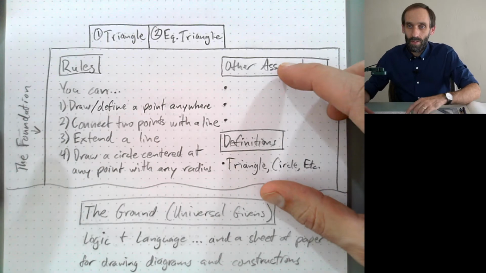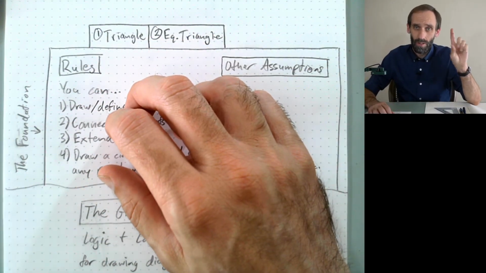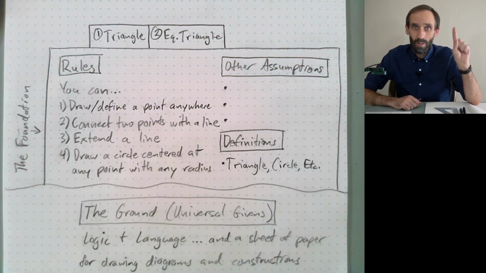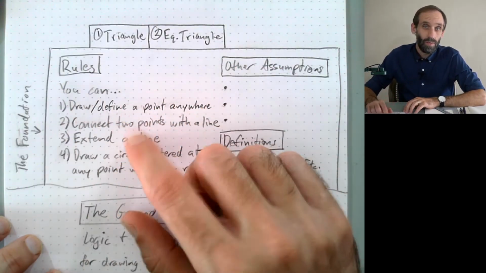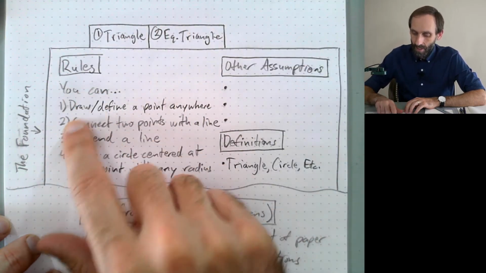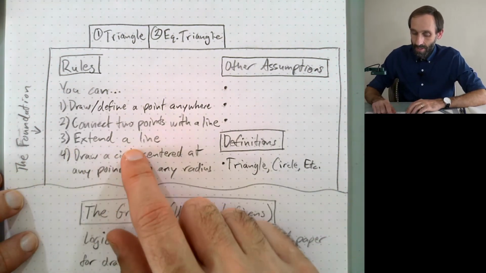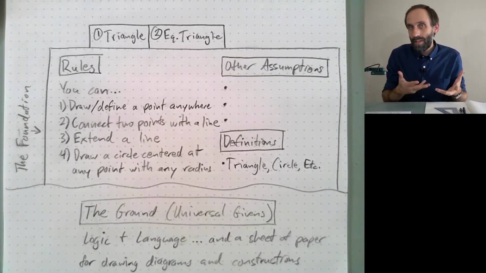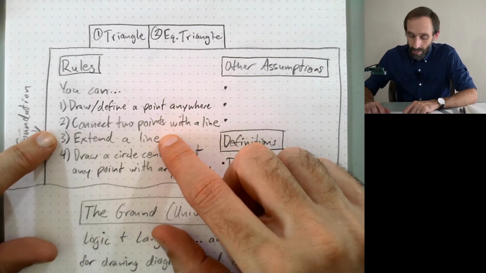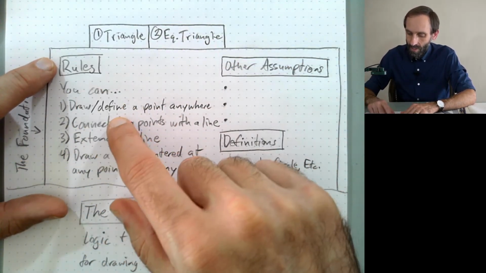Now, the next level up. Here we have the foundation, as I call it. Foundation has two main parts. Number one are assumptions. Number two are definitions. So first of all, we have these rules, and these rules are assumptions. By saying you can draw or define a point anywhere, I'm assuming you can actually do that. By saying you can extend a line, I'm assuming you have the ability to do that. You have a tool for doing that. And of course, in the case of geometric constructions, our tool for extending a line is the straight edge. So that's one part, the assumptions.